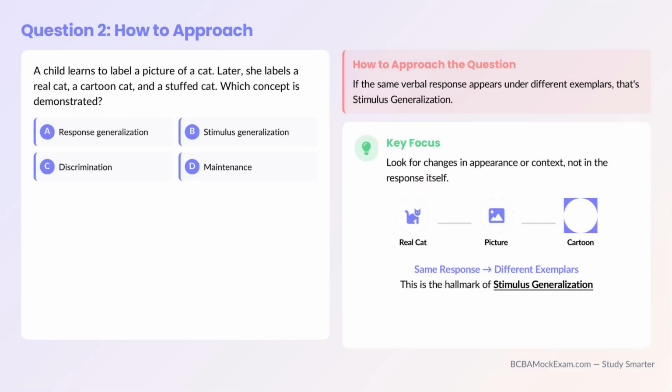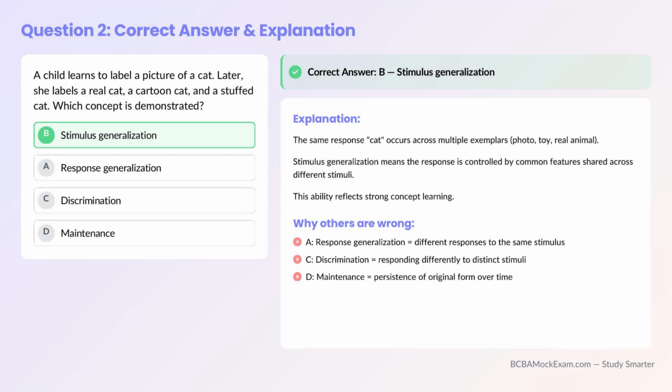If the same verbal response appears across different exemplars, that's stimulus generalization. Look for changes in appearance or context, not in the response itself. Here, the word cat stays the same, but the objects change: picture, real animal, cartoon, toy. Same word, different stimuli. That's the hallmark of stimulus generalization. The correct answer is B, stimulus generalization.